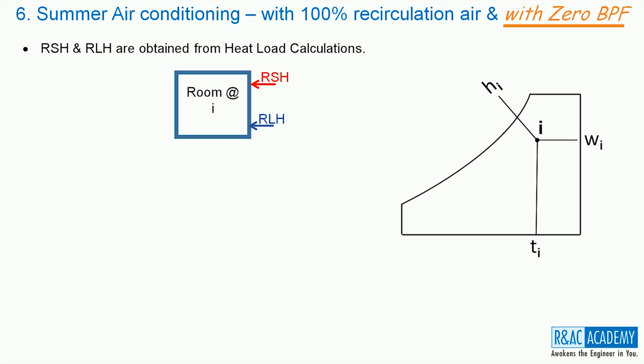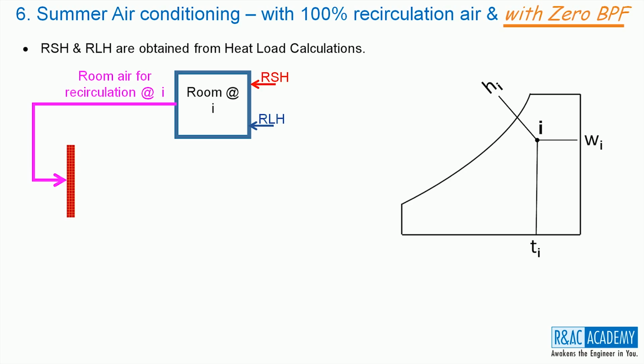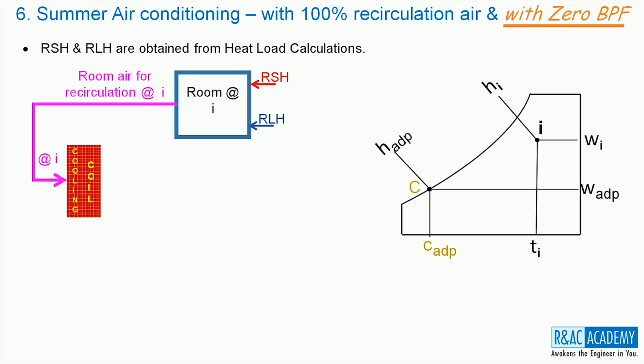The air that comes out of the room at state I will be recirculated. Hence, the state of the air entering the coil will also be at state I. As the moist air must be cooled and dehumidified, the coil surface must be maintained at coil ADP. As the bypass factor is 0, the state of the air at the coil exit will be at C. And also, the state of the air supplied into the room will also be at state C. A fan is used to circulate the air within the system.